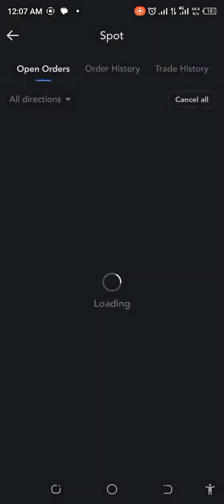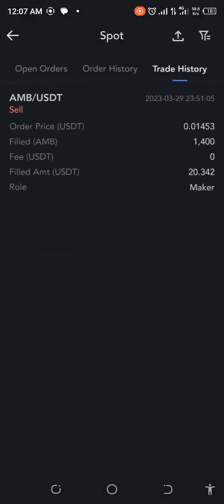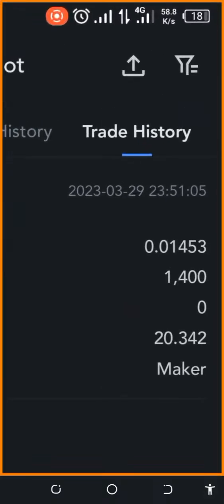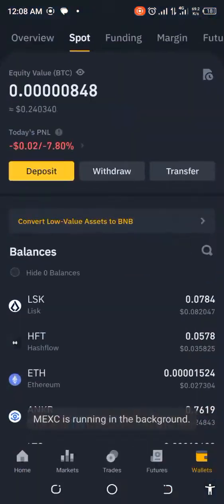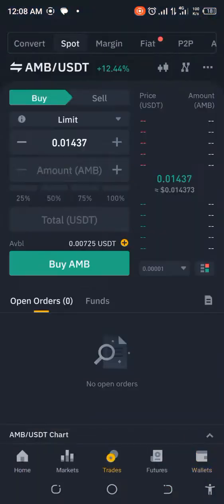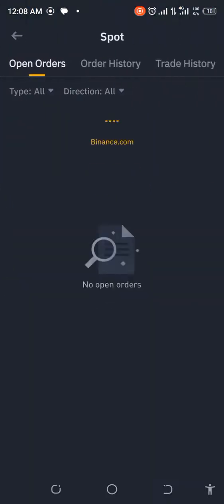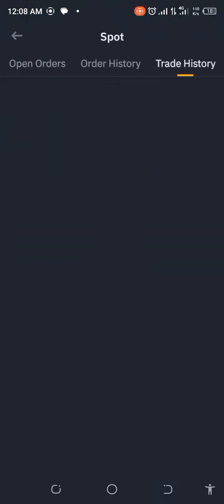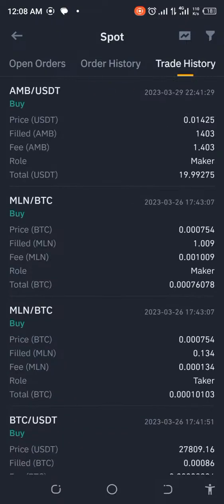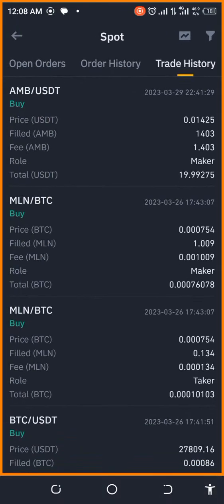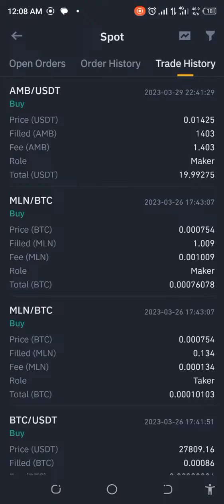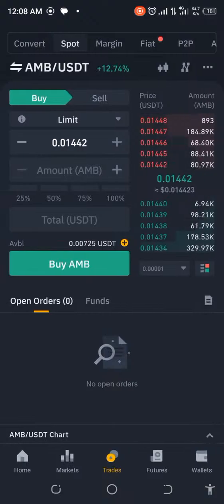In fact, let me just confirm the amount of time it took. Let me check to see what time it was and how long it actually took. So let's check the trade history and see what time. Okay, what time did this take? Yeah, just about an hour. That's what it took, about 1 hour 10 minutes, and that's really cool.